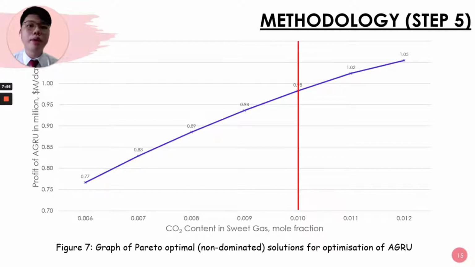With the constraint for carbon dioxide content at least smaller than 0.01, the optimal solution selected has the profit of 0.98 million per day for the acid gas removal system.